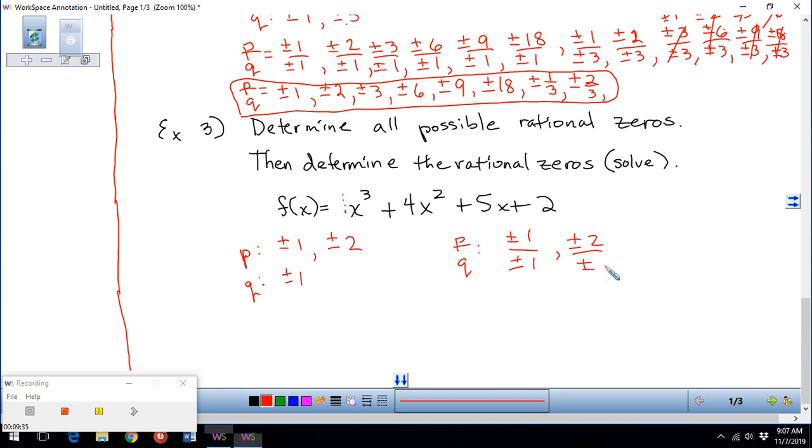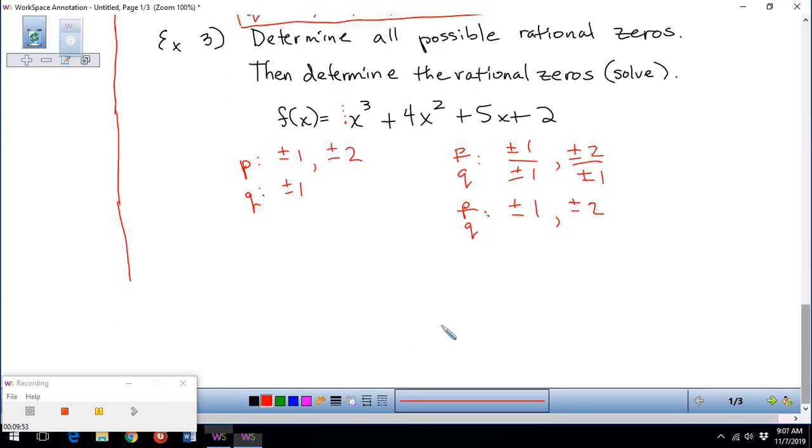So I don't have a whole lot to choose from on this particular problem. When we simplify that down, the only numbers that we can possibly try that will work in this problem are positive, negative 1 and positive, negative 2. So now that I know all of my possible rational zeros or roots, now I'm going to figure out which ones actually work.